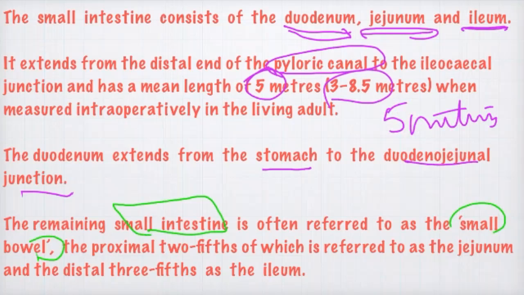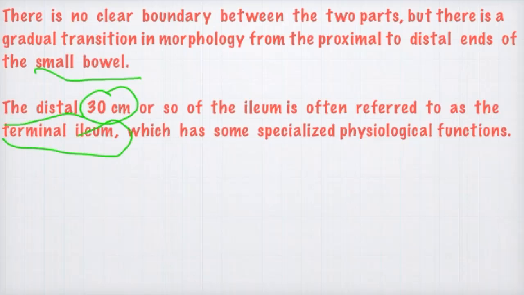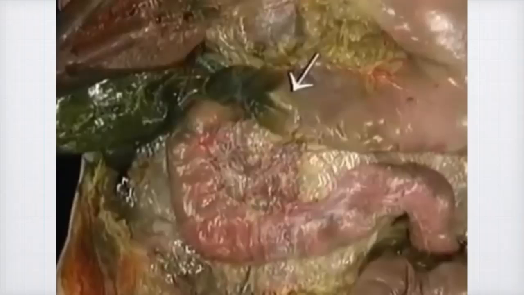The proximal 2/5 of which is referred to as the jejunum and the distal 3/5 is known as the ileum. There is no clear boundary between the two parts, but there is a gradual transition in morphology from the proximal to distal ends of the small bowel. The distal 30 centimeters is known as the terminal ileum and has some specialized physiological functions.